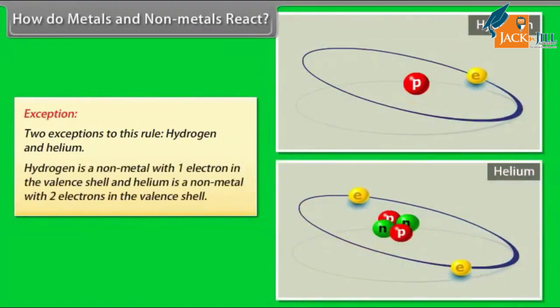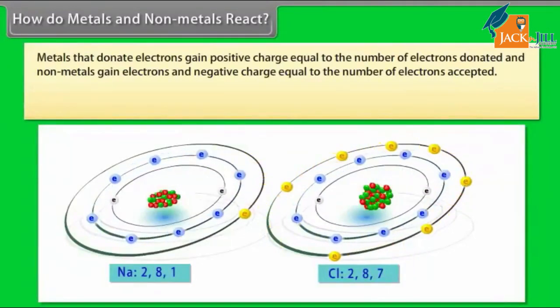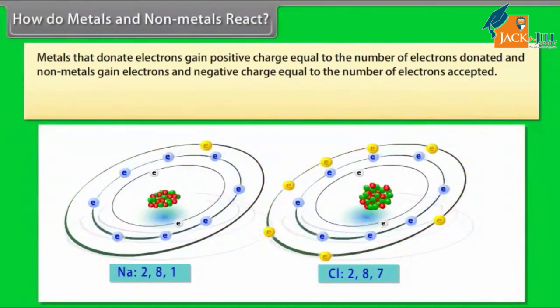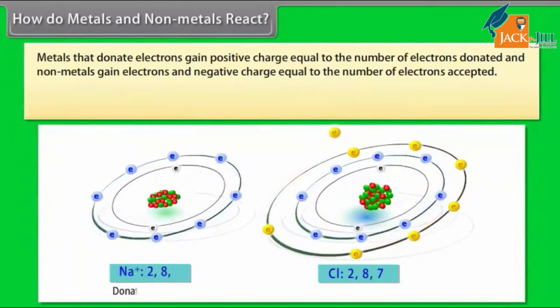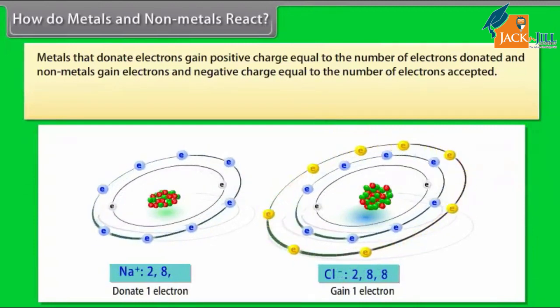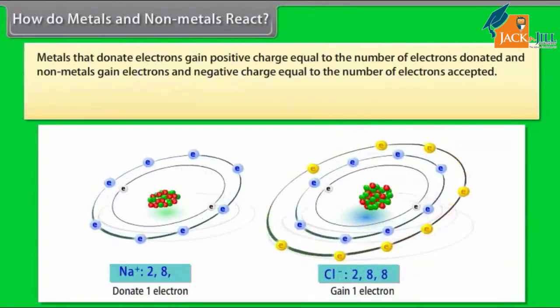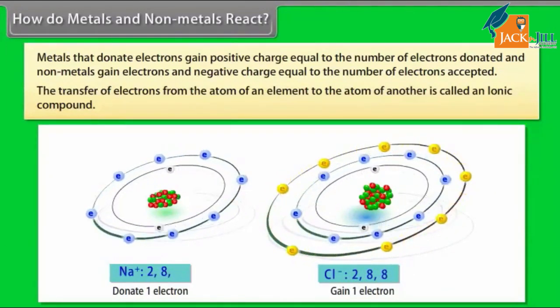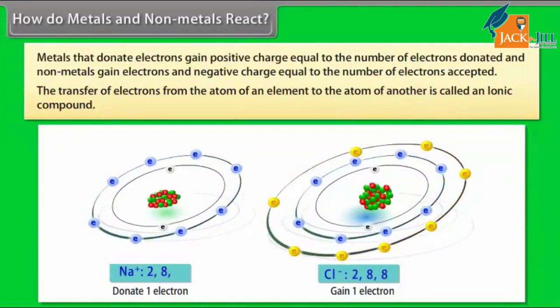Metals that donate electrons gain positive charge equal to the number of electrons donated, and non-metals gain electrons and negative charge equal to the number of electrons accepted. When a metal atom donates 1, 2, or 3 electrons from its valence shell to another non-metal atom that has the ability to accept these electrons, it is known as electrovalency. As a result of this, both these atoms form the structure of an inert gas. The transfer of electrons from the atom of an element to the atom of another is called an ionic compound.